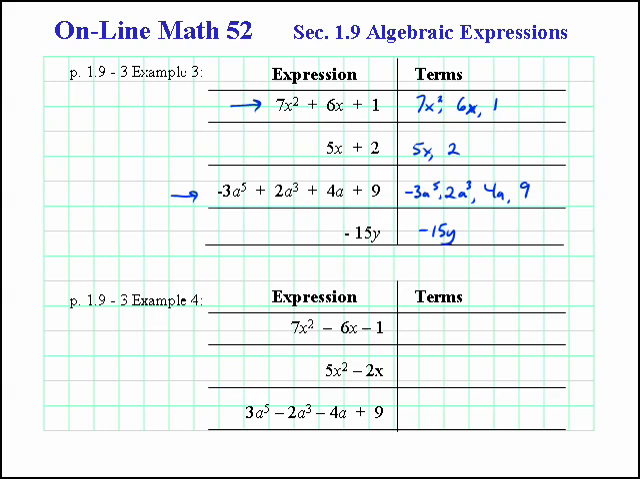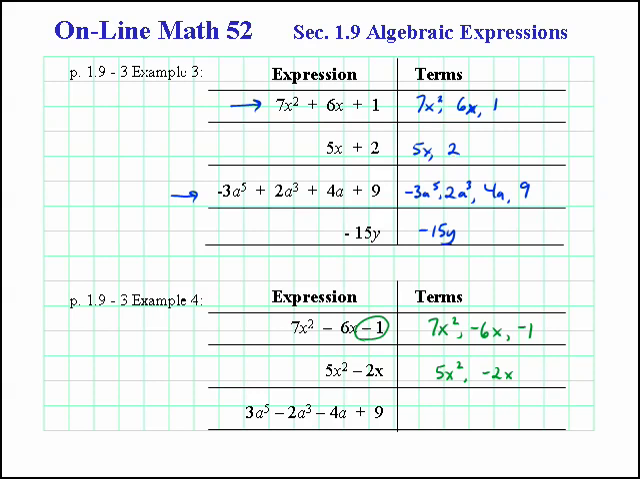So when I list the terms here, the first one is 7x squared. The next one is a negative 6x. The third term is negative 1. That's right. Again, the sign in front of the term belongs to that term. In the next example, 5x squared is the first term. Negative 2x is the second term because of the sign in front of the term.